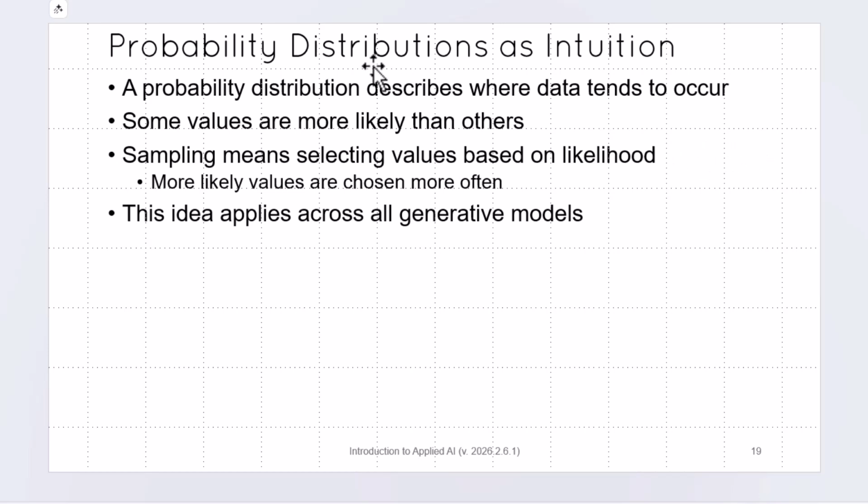So a probability distribution describes where data tends to occur. Some values are more likely than others. Sampling means selecting values based on likelihood, and more likely values are chosen more often. This idea applies across all generative models.